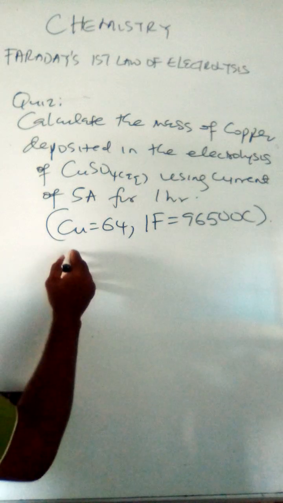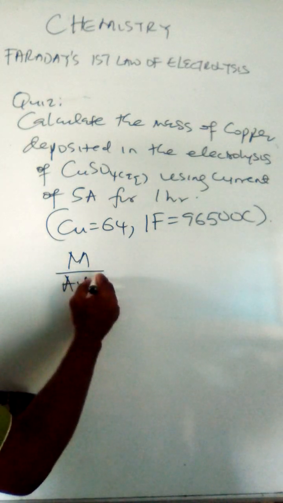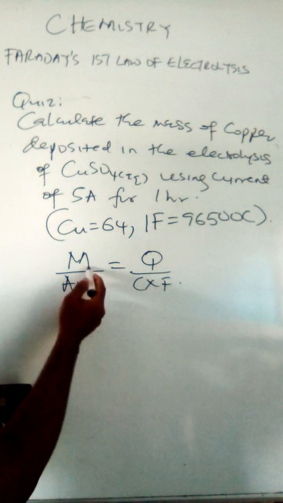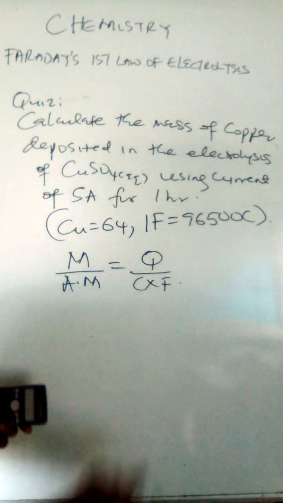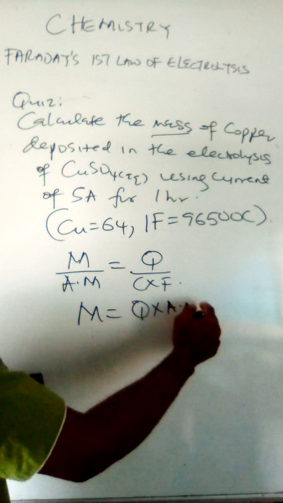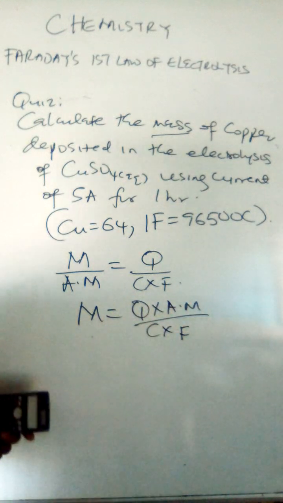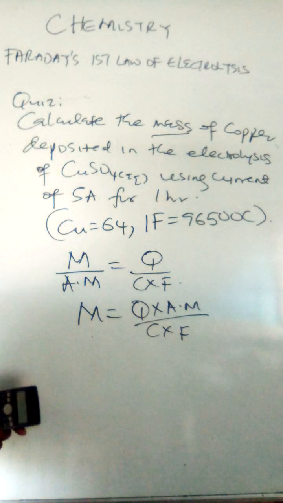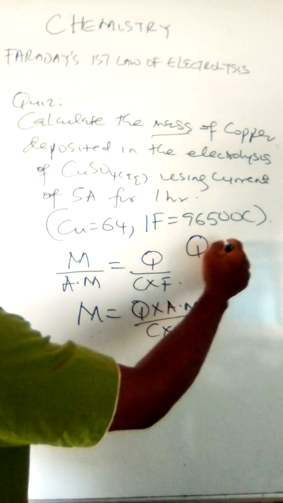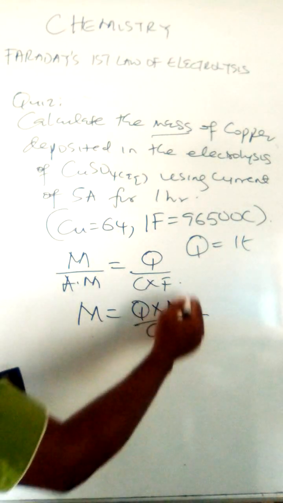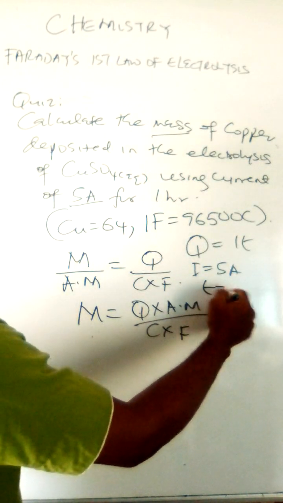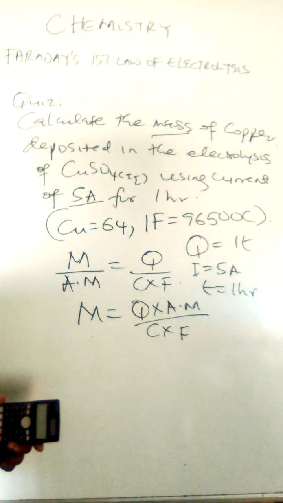So recall the formula M over AM equals Q over C times F. We make M the subject of the formula. Since we're looking for mass, our mass becomes Q times AM over C times F. So having done that, we now read the values we need. Q is IT. We shouldn't forget that. Our current here is 5 amperes, as given in the question. Our time is 1 hour, and time should be given in seconds.